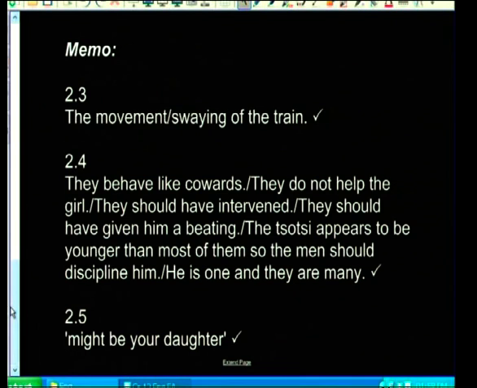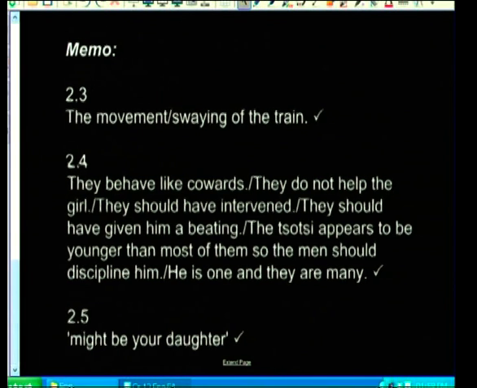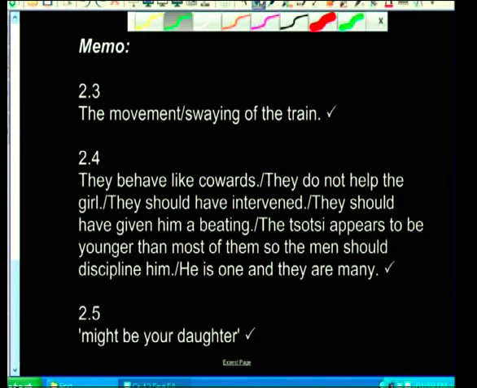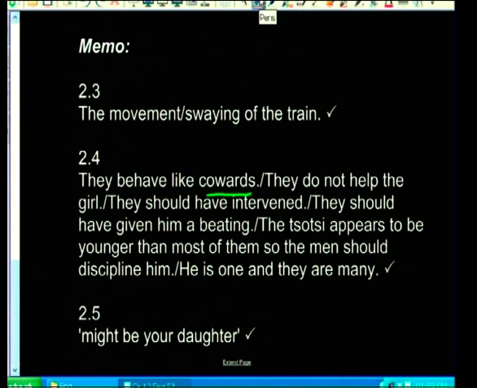If you look at 2.4, they behave like cowards. They do not help the girl. They should have intervened. They should have done something about it. They should have given him a beating. Tsotsi appears to be younger than most of them, so the men should discipline him. And he is one, and they are many. Now here we find that there's a range of answers, right? You can choose any one of those answers and you'll be correct. Let's go on to 2.5.